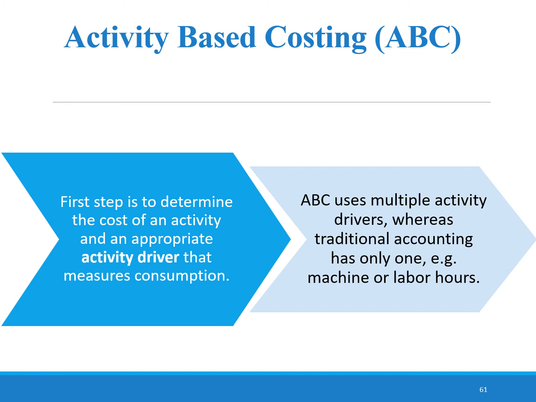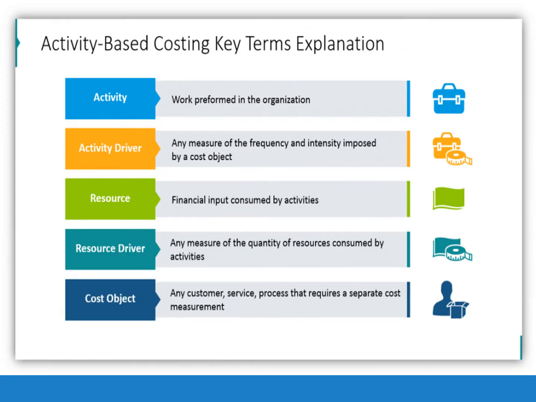So just as an example, traditional accounting focuses on fewer drivers of cost compared to activity-based costing. Activity-based costing key terms: first is the activity, work performed in the organization. Activity drivers, any measure of the frequency and intensity imposed by the cost object. Resources, financial inputs consumed by the activities. Resource drivers, any measures of the quantity of resources consumed by the activity. Lastly is the cost object, any customer, service, or process that requires separate cost measurement. So those are the terminologies used in activity-based costing.